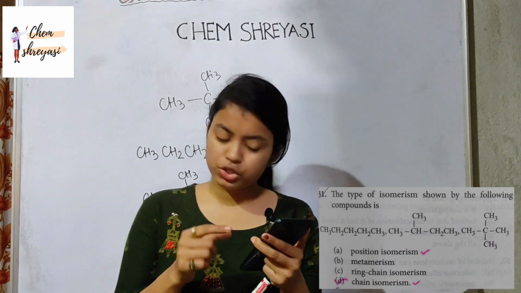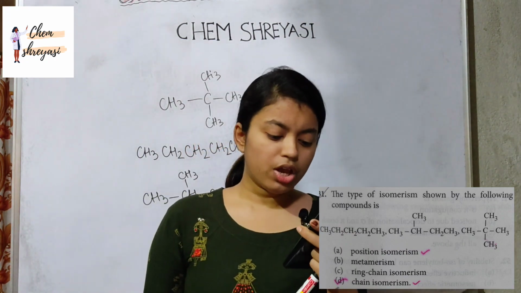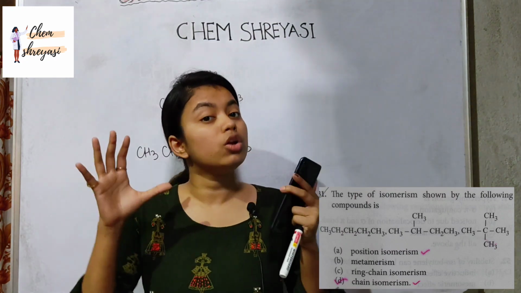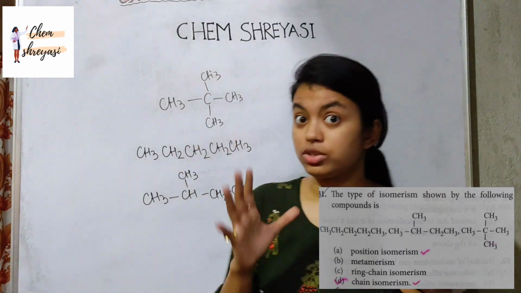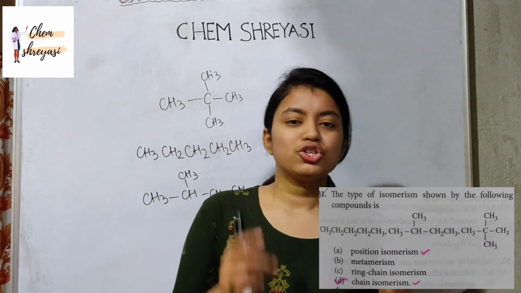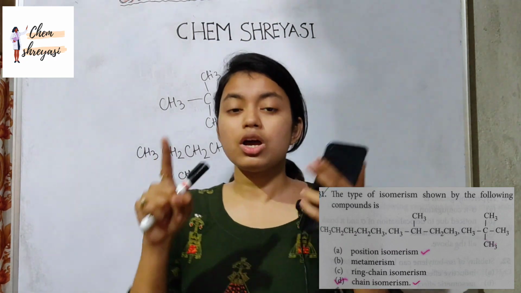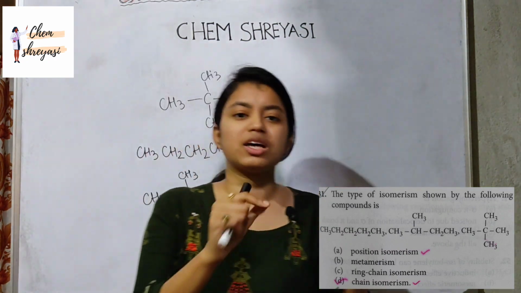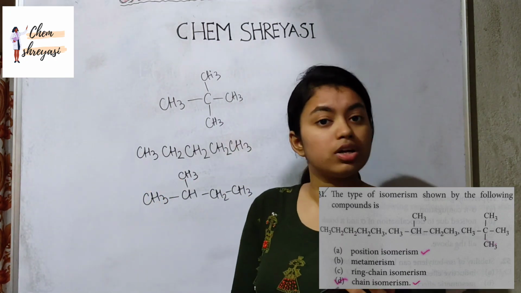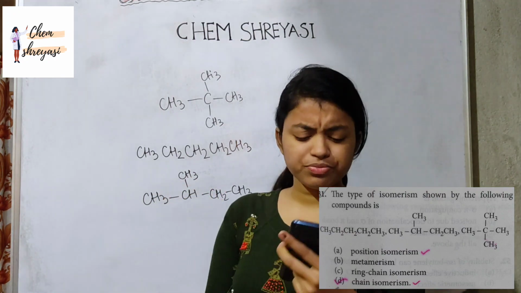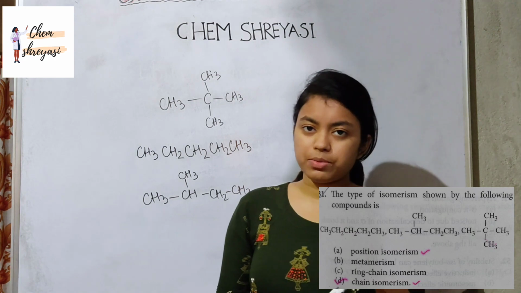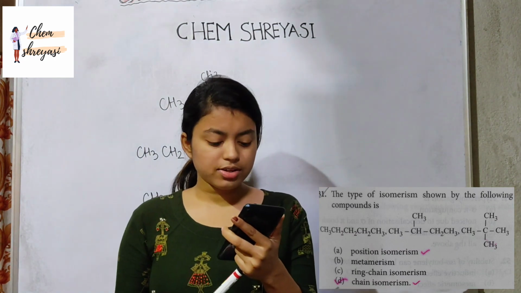We are given 4 options. The options are position isomerism, metamerism, ring chain isomerism and chain isomerism. Let me cancel out what are not the actual answers. The first one is position isomerism. In position isomerism there will be a different position of the functional group or substituent. There is no different position of a functional group that can be seen here, so positional isomerism is definitely not the answer. The second one is metamerism. Again, this one is not the right answer.